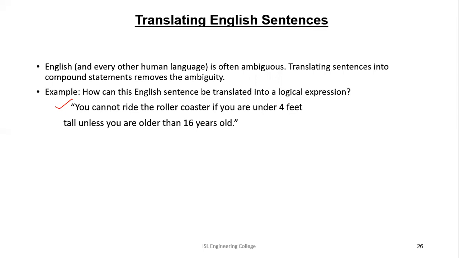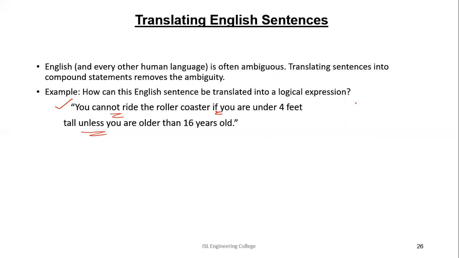Now we have to first identify what are the connectives in this statement. So we have the connectives if, and we also have a not, and we have an unless. Now the next thing is we have to define propositions. The entire statement cannot be taken as one single proposition, so we have to divide the statement in such a way that each part of the statement is a fact which can either be true or false.